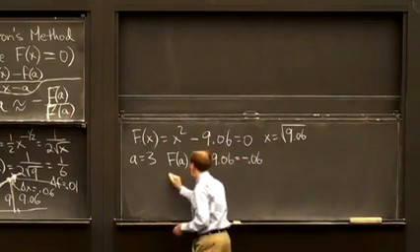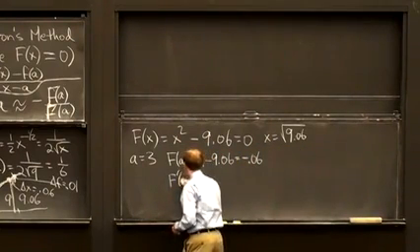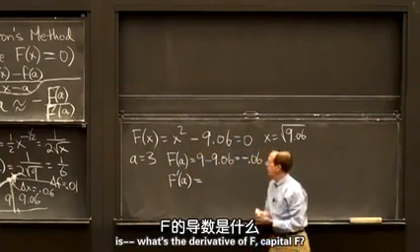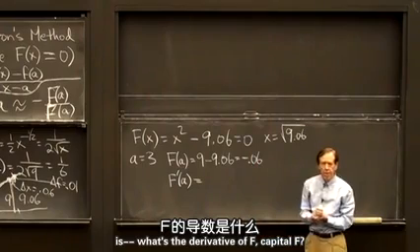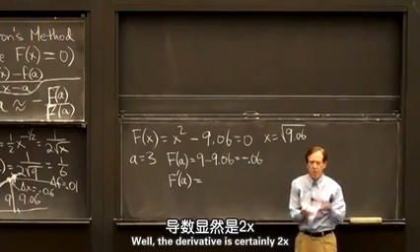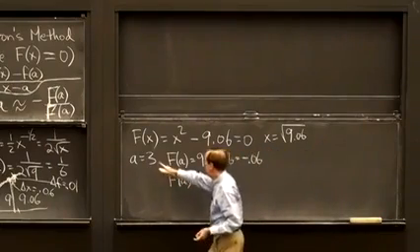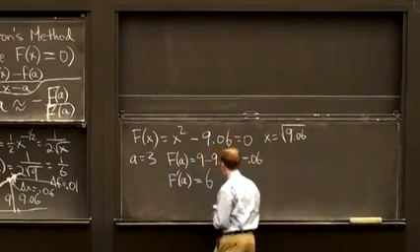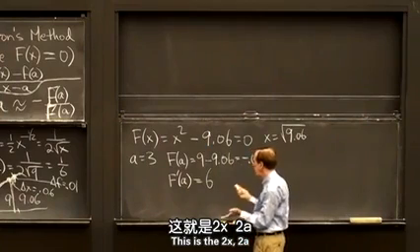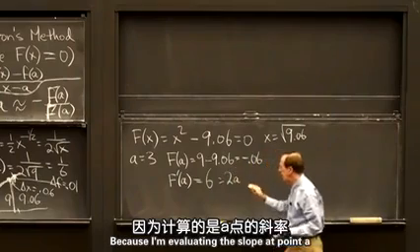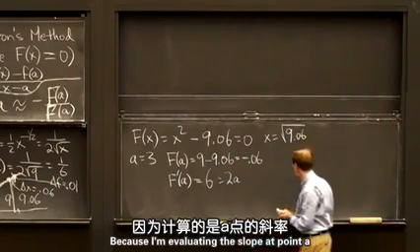F prime of a is, what's the derivative of f? Well, the derivative is certainly 2x, and at the point a, it's 6. This is the 2a, because I'm evaluating the slope at the point a.